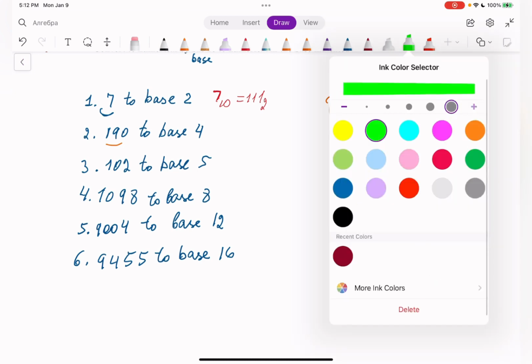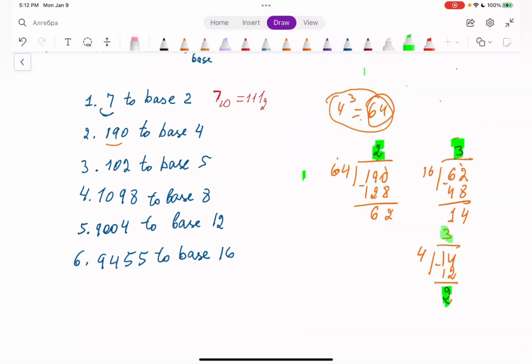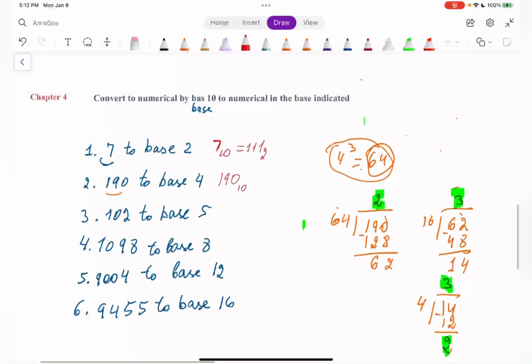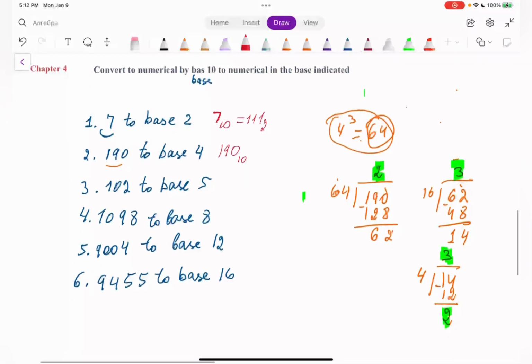Okay, this one also I forgot. This one also, of course, we are taking. So this is the answer we are going to get: 190 in base 10. Why do I write base 10? Because it says base 10 here. It's going to be equal to 2332 in base 4. Okay?